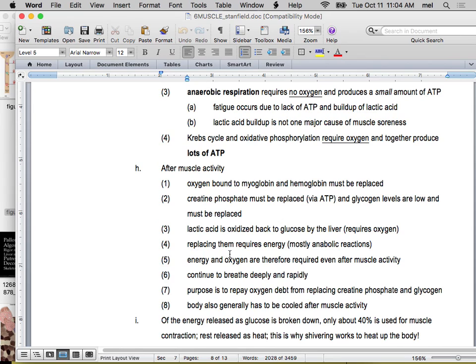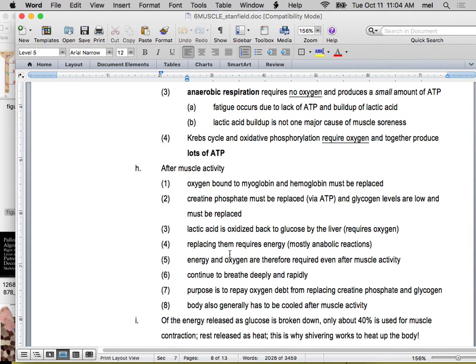First off, the oxygen that was bound to the myoglobin inside the cell and the oxygen that is in the hemoglobin in your blood vessels all needs to be replaced. So that requires high levels of oxygen for a decent time period afterward. Does that make sense to you? So you have to put it back, which means you need to continue to take in large quantities of oxygen.